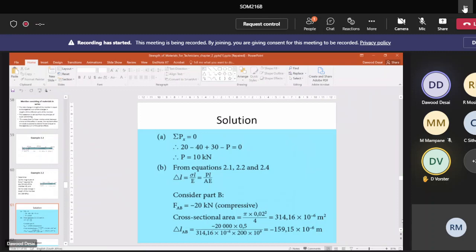Now another class of problem under axial deformation is where you have members in parallel. Typical examples: when you walk in a supermarket, Pick n Pay and Checkers and all, you look in the aisles there, at the beginning of the aisle, they've got the sign that is hanging there.